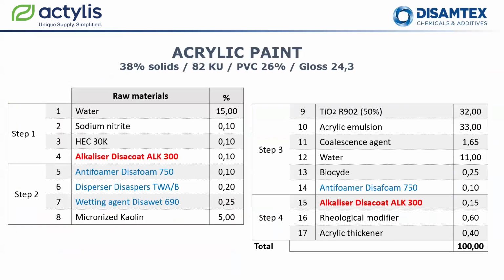Here is a formula suggestion with our pH modifier ALK 300 for an acrylic paint with these final parameters: gloss, solids, viscosity, and PVC. So in other words, the paint is ready. Just a matter of repeating the formula recipe. Disamtex can offer this kind of assistance too. So feel free to ask.